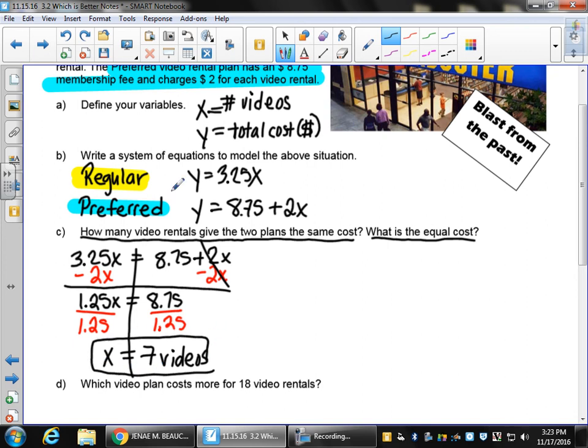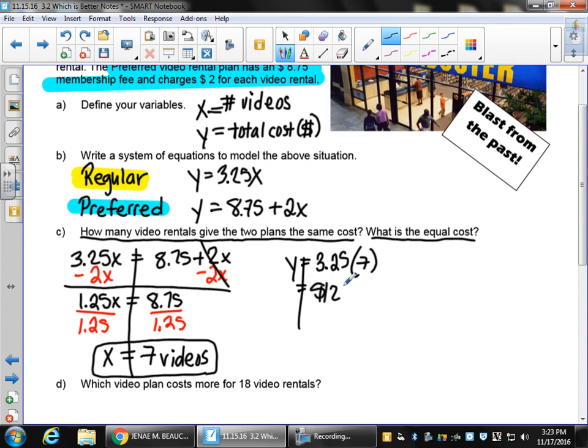And if this is all it had asked us, we'd be done. But we had a second part to the question. It asked, what is that equal cost? So it doesn't matter which one we pick. I choose to use the first one because I'll be done in one step, but maybe you choose a different one. Plugging in 7 for X, 3.25 times 7 is $22.